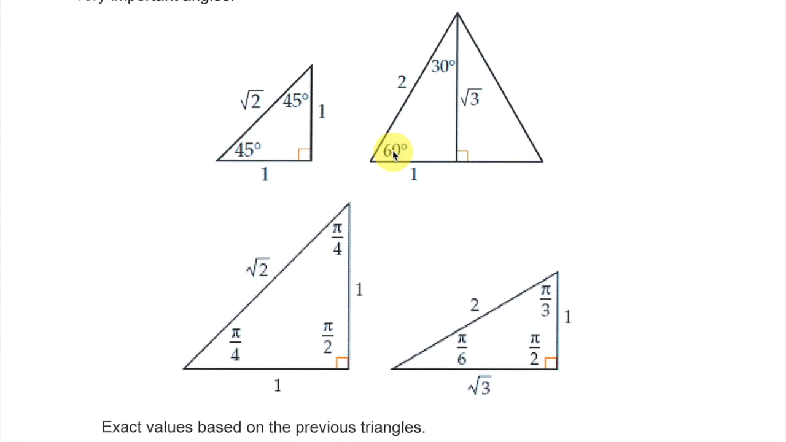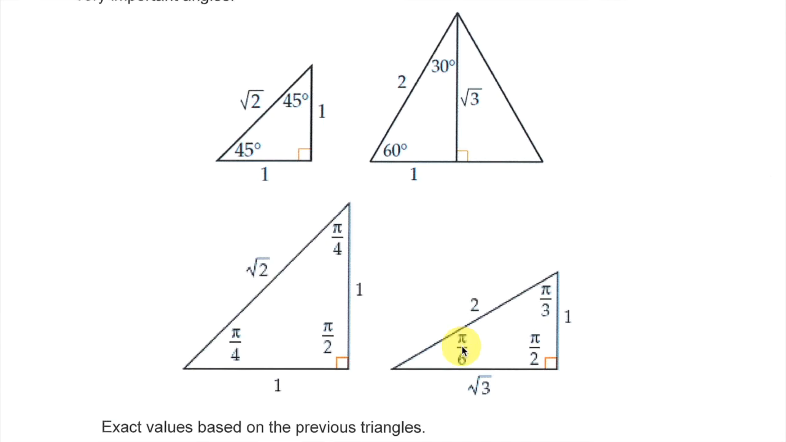If we look at our 60 degrees here, what's 60 degrees equal to? Pi on 3. Think about that. Pi is 180. 180 divided by 3 is 60, so that's the 60 degrees. Pi on 6 is 30 degrees. And there's our pi on 2. So we set up the same triangles, and we can do the exact values in the same way as I've just described before.